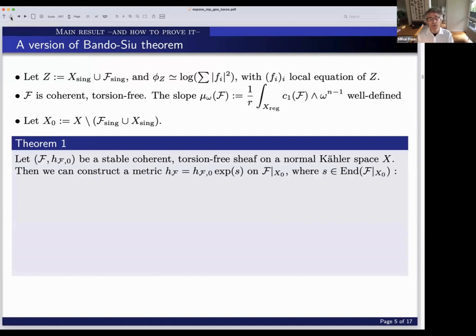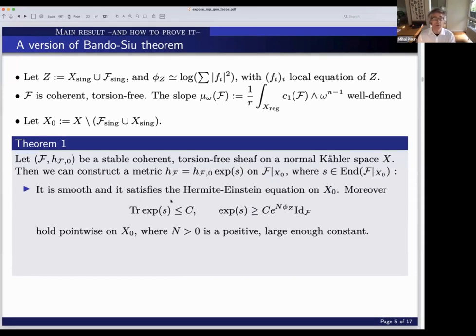And then in this context, the first result I would like to mention is the following. So assume that F is endowed with a metric that I mentioned before, given by those local resolutions, and is a coherent, stable, and torsion-free sheaf on a normal Kähler space. And then we can construct a metric h_F, which differs from the one we have by the exponential of some endomorphism S on F, where F is a vector bundle. And this has the following properties. It is smooth, as in the usual case, and satisfies the Hermitian-Einstein equation on the open part.